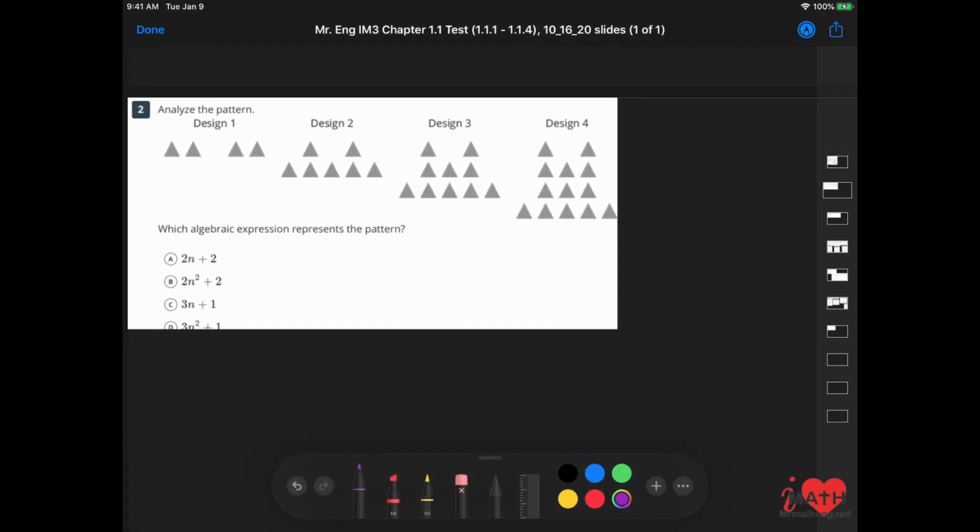Analyze the pattern, and then it says, which algebraic expression represents the pattern? So, again, I'm going to make a table of values. And there I have the design number. And over here, I'm going to have the total of, I don't know what to call them, mountains or triangles. So let's see what we got. I see that we have 1, 2, 3, 4 in the first design number. In design 2, I have a total of, let's just count, 1, 2, 3, 4, 5, 6, 7. So we got 7 here.